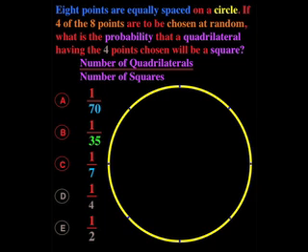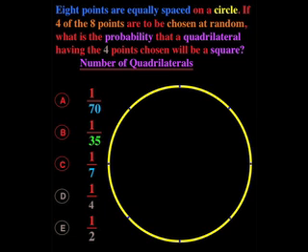Now let's see how the official guide to the GRE suggests that we do the problem. First, it suggests that we find out the number of quadrilaterals you could make out of those 8 points, and then divide it by the number of squares that you could make out of those 8 points.